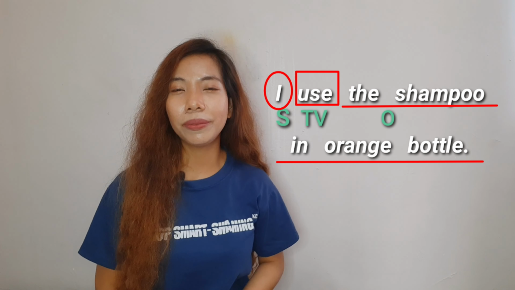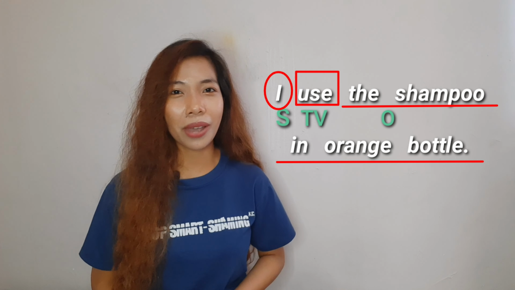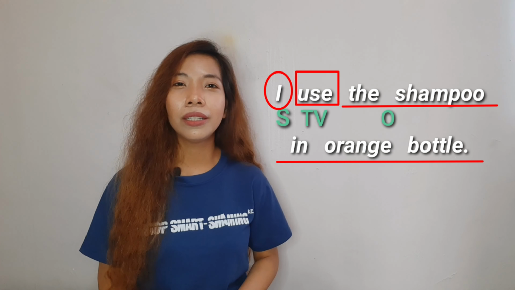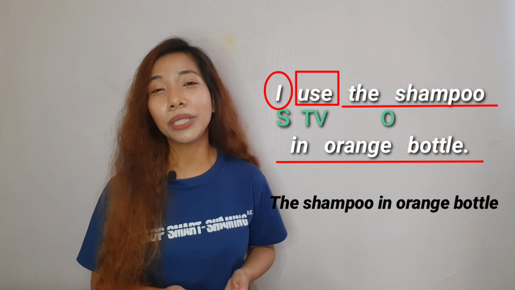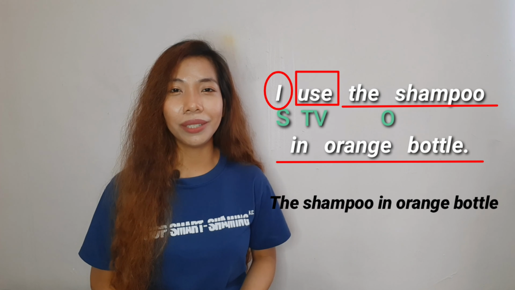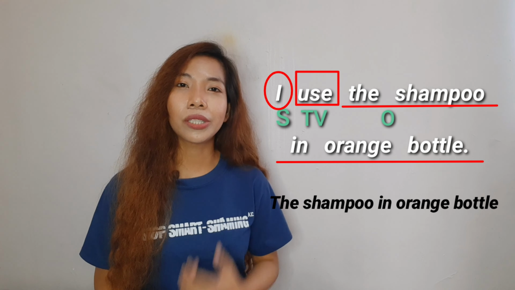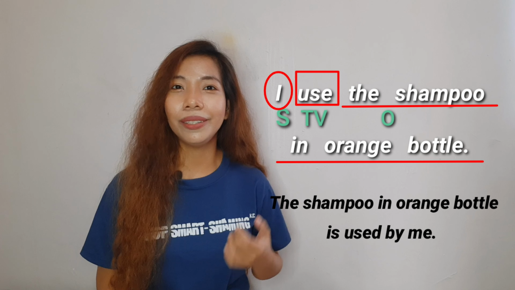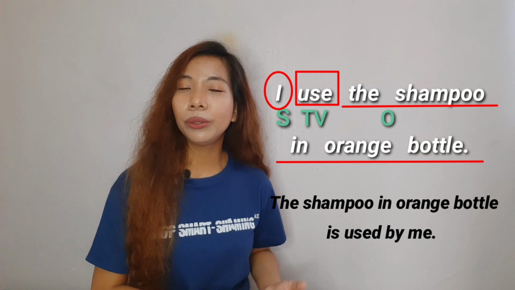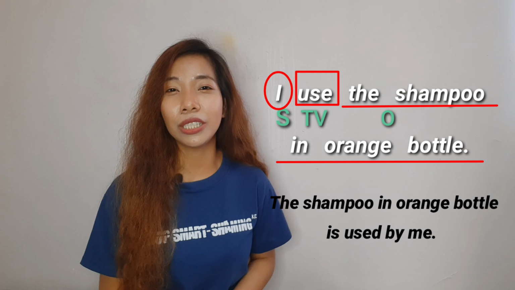So in switching the voice of the verb here, we have to also switch the order of the words in this sentence. The object now has to be the subject. Let's try moving that phrase into the beginning of the sentence. The shampoo in orange bottle, I said we need the be verb in present form, right? And since the shampoo now here is our subject, of course I would use is, not am, and not are, right? So the shampoo in orange bottle is, and then the word use in its past participle form, used. Then who uses it? It's me. So by me. The shampoo in orange bottle is used by me.